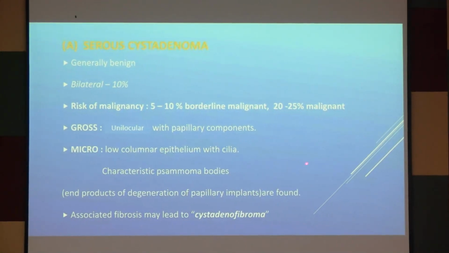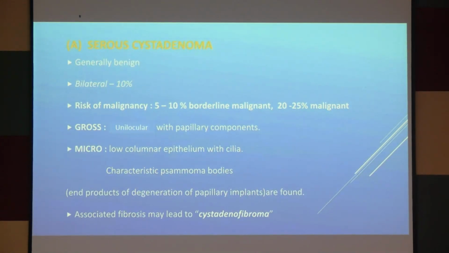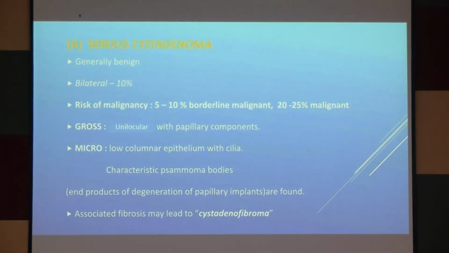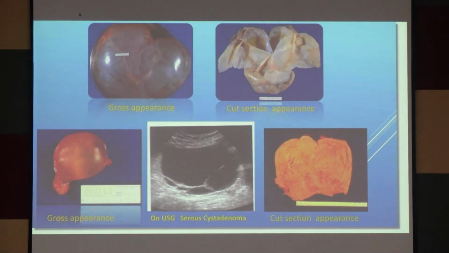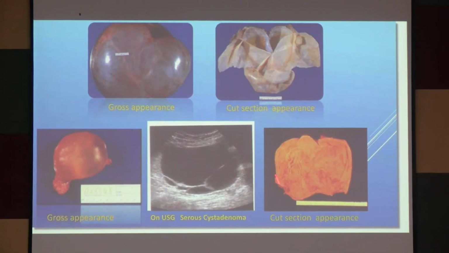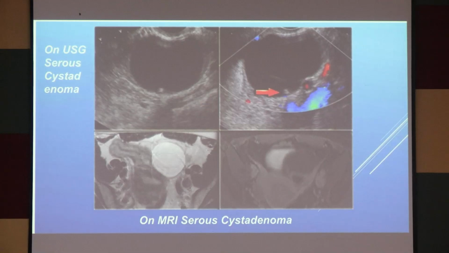It has something called psammoma bodies. This is important. It has psammoma bodies. This is more important in malignant serous cysts, which contain a larger number of psammoma bodies. This is what it looks like. You find completely clear fluid inside, large cysts, very thin wall with clear fluid. See, on this USG there is nothing, just a black area. This is a clear fluid cyst, and absolutely no vascularity anywhere, no increased vascularity either on the periphery or in the center.